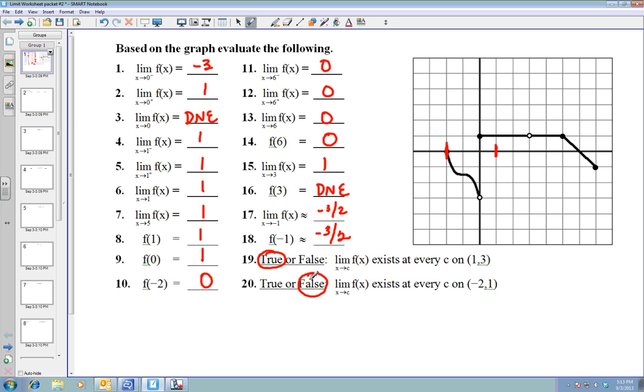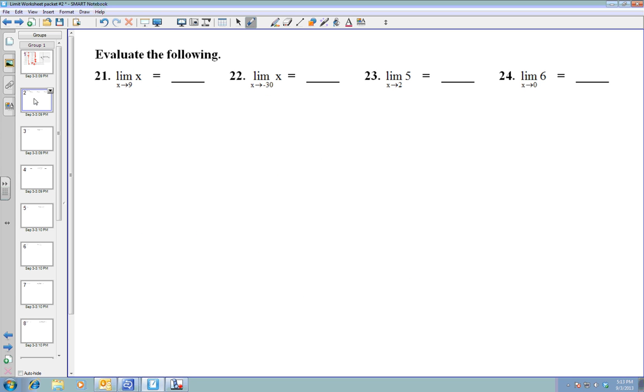Okay, number 21. The limit as x approaches 9 of x, all of these should be direct substitution problems. Substitute your 9 in. My limit is 9. That's pretty easy. This one's going to be substitute my negative 30 in, so that's negative 30.